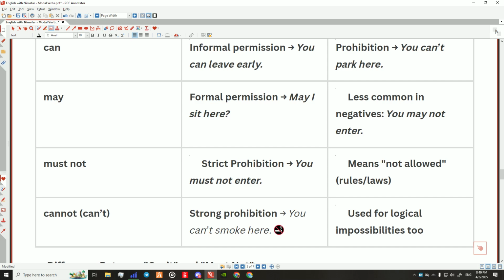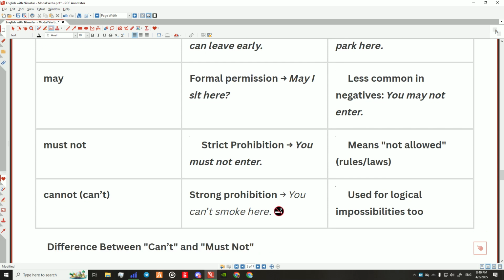Must not, we talked about it, a strict prohibition: you must not enter, you must not do it. It means not allowed. You are not allowed to park here. You must not park here. And cannot, we can say you can't smoke here. It means logical impossibility. For example, at a gas station, you cannot smoke.